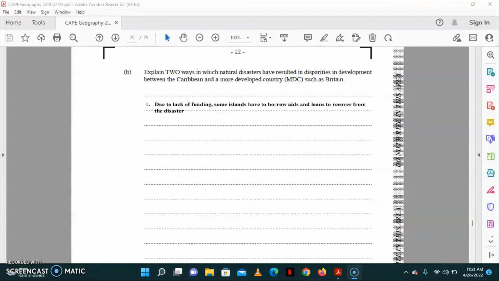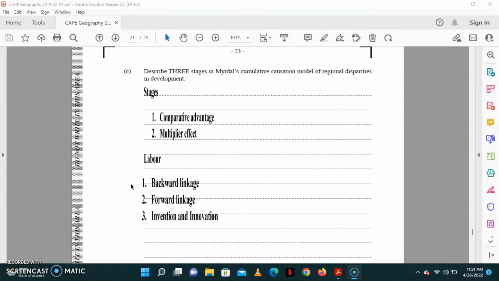And then the third option that you can use is that due to the devastating effect of disasters on the Caribbean, the price for goods and services often increase, thus affecting the purchasing power parities of the island. This also brings about an increase in the poverty level in the Caribbean, thus increasing disparities in development between the Caribbean and MDCs. Now, after disasters, the prices usually increase for goods and services that are required. So this brings about an increase in the poverty level, right? So once you're able to explain any 2, then you should be well on your way with the marks.